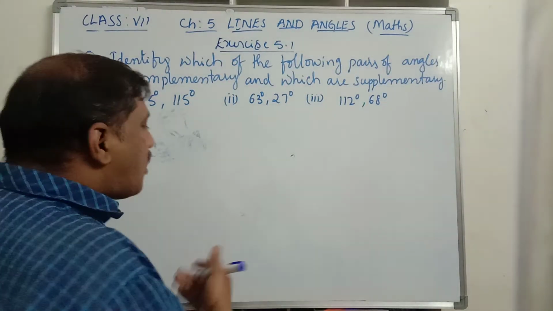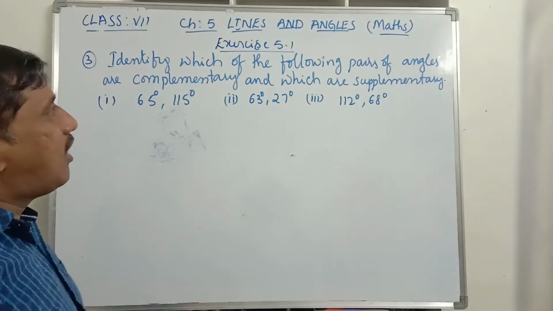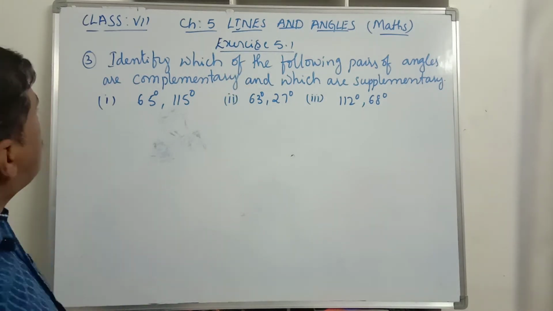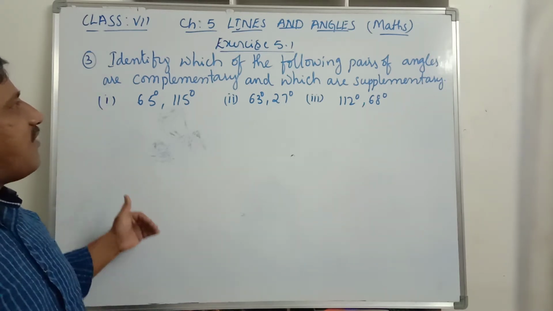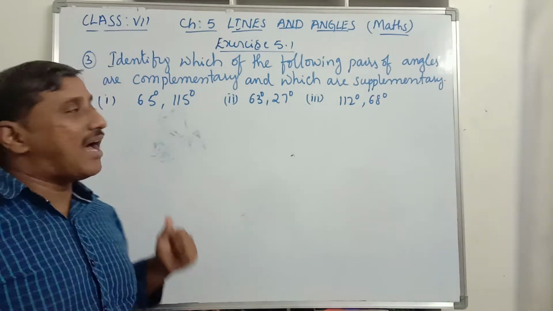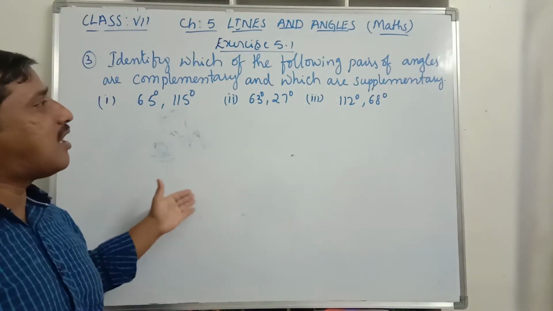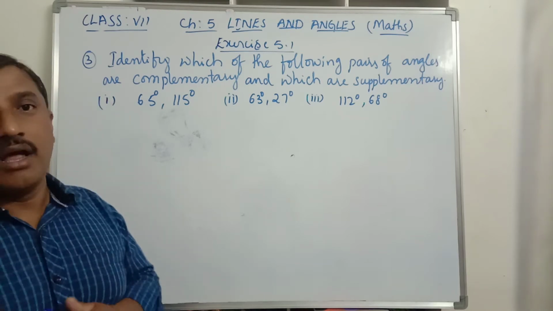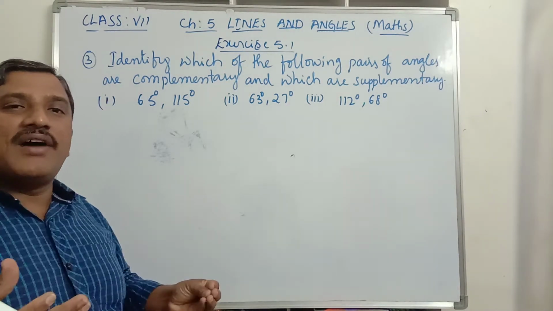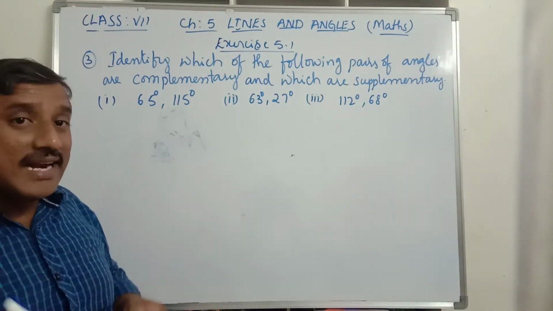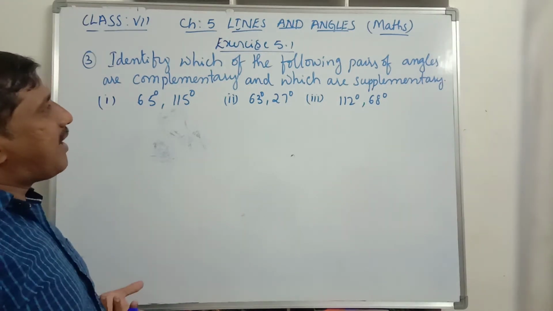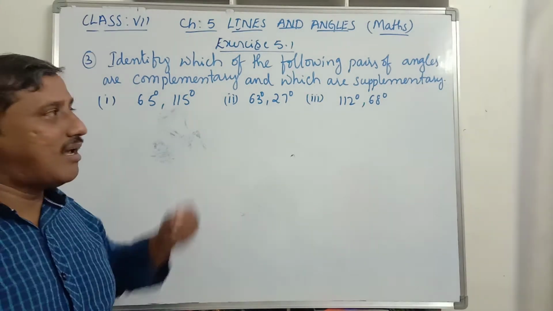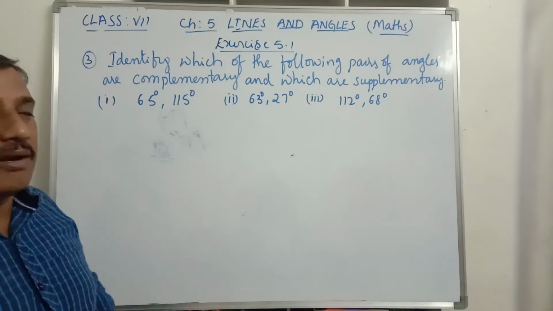Now, with the knowledge we have learned so far, we will try to solve the problems from exercise number 5.1. Third bit: identify which of the following pairs of angles are complementary and which are supplementary angles. Complementary angles are a pair of angles whose sum is 90 degrees. Supplementary angles are a pair of angles whose sum is 180 degrees.